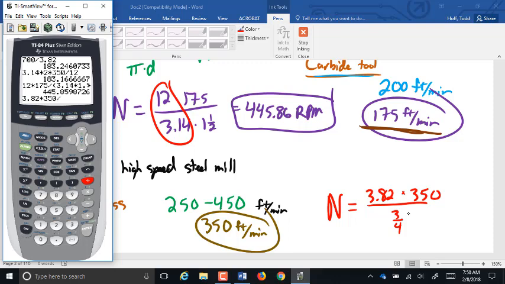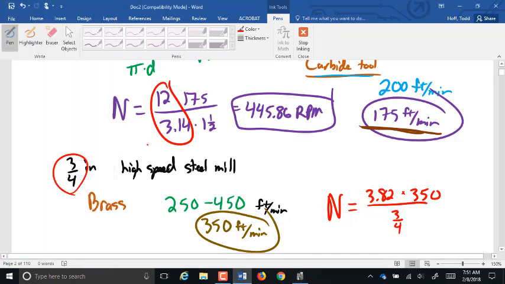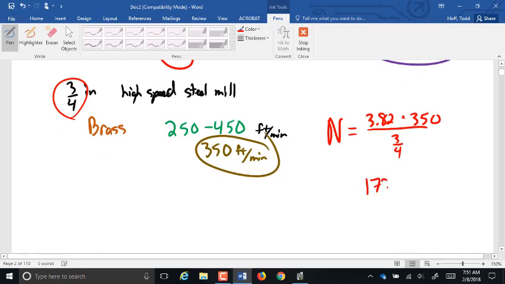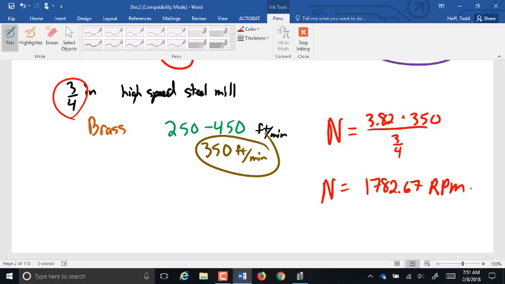But if it were like 5/8 or 7/16 or some weird fraction that you don't know off the top of your head, here's all you have to do: put it in parentheses, 3 divided by 4, and close the parentheses. That's 3/4. And I get 1782.67. That is my RPM. So again, we might round that down to 1700, might round it up to 1800, maybe 1750, whatever.